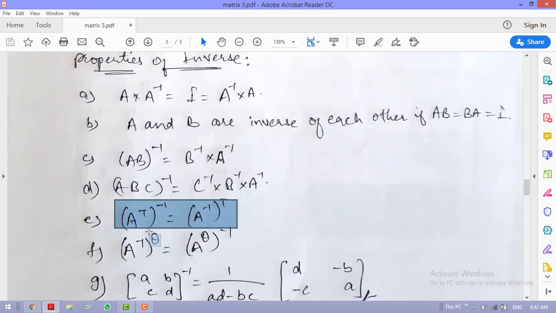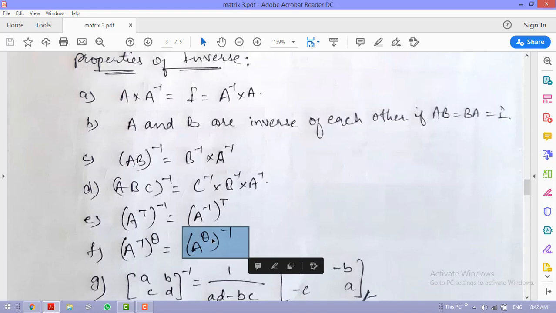So I hope you remember that theta operation is nothing but first we apply a conjugate operation, then transpose of that conjugate, right? So if you find the inverse of a matrix and then apply conjugate and transpose, that will be equal to the inverse of the conjugate transpose, right?